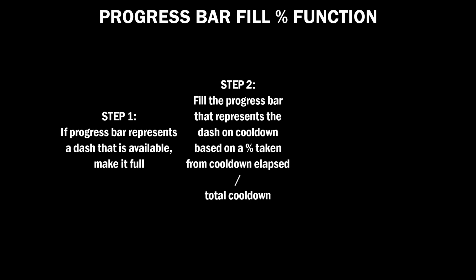In the first part, we're going to make sure that any progress bar that represents a dash that the player has is full. And then after that, we're going to take a look at the dash that's currently being refilled, and make sure that it accurately represents how close the player is to gaining that dash. And then finally, any remaining dash bars, we just set them all back to 0% because, well, the player doesn't have that dash available to them.